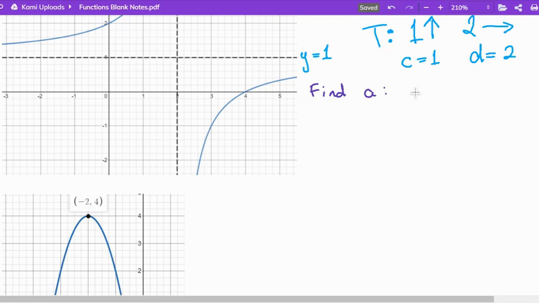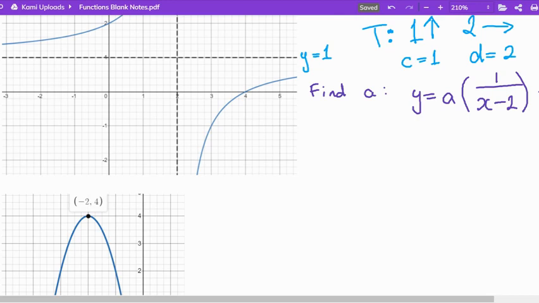So in order to do that, we need to write the equation. So it's going to look like this. It's a 1 over, and the D goes next to the X. So is it going to be X minus 2 or X plus 2? Beautiful. X minus 2. And then at the end, we say plus 1.